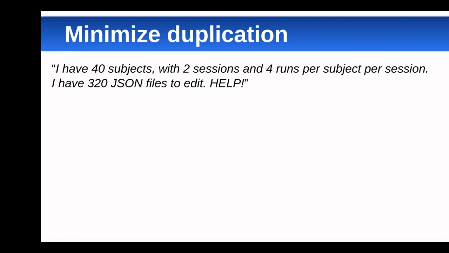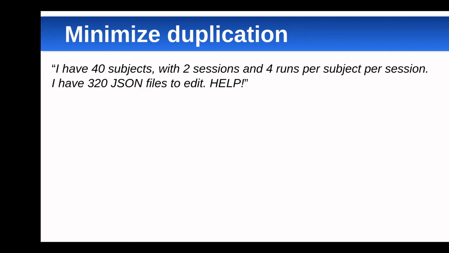Okay, so we're getting close to the end of the different parts of the research data management principles in BIDS. The last one I want to talk to you about is how there are some ways in BIDS where you can minimize duplication of information in your data set.